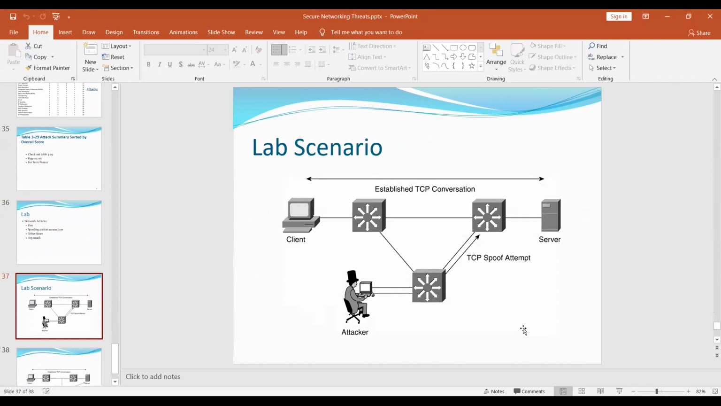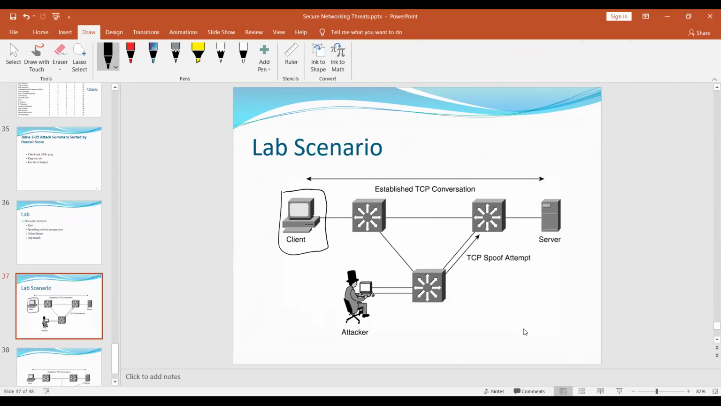And basically the scenarios will involve having several computers, right? And usually in a lot of these, there's the idea of a client, there's the idea of a server, and then there's the idea of an attacker. Because what we want to have usually is some connection, right?